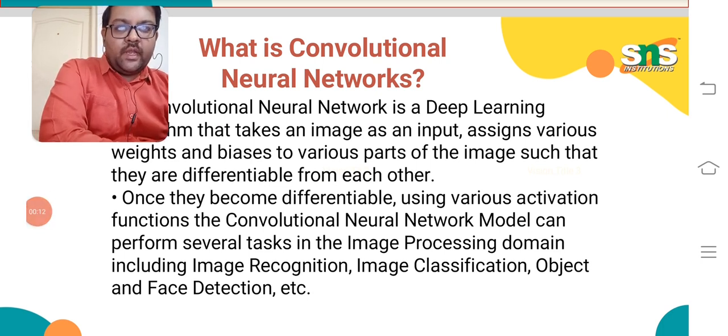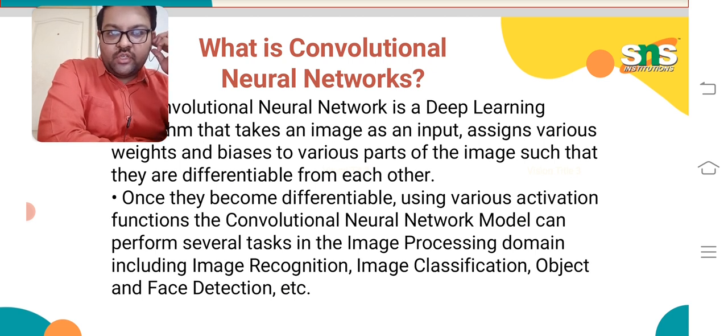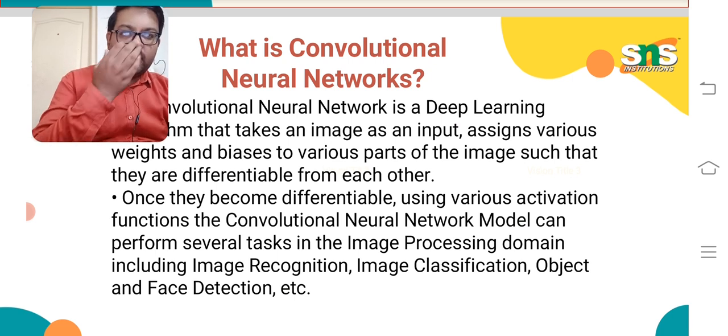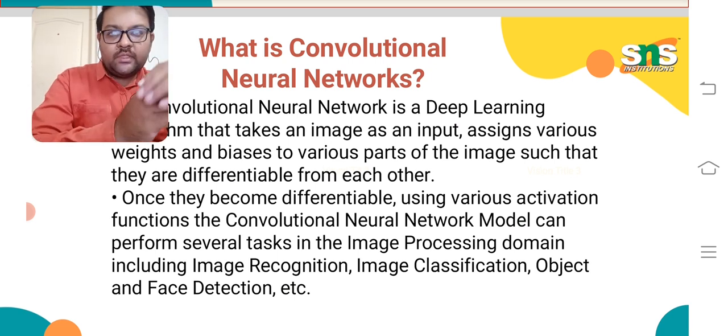A convolutional neural network is a deep learning algorithm that takes the image as an input, assigns various weights and biases to various parts of the image such that they are differentiable from each other. Once they become differentiable using various activation functions, the convolutional neural network model can perform several tasks in the image processing domain, including image recognition, image classification, object and face detection, etc. Here in convolutional neural networks, the input is given as the image in the form of a matrix.